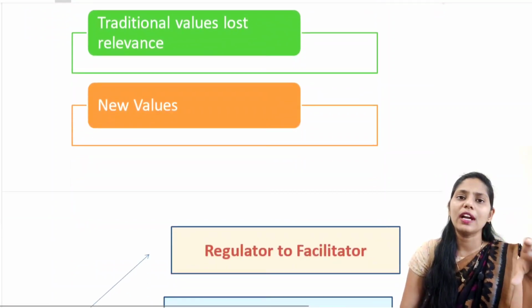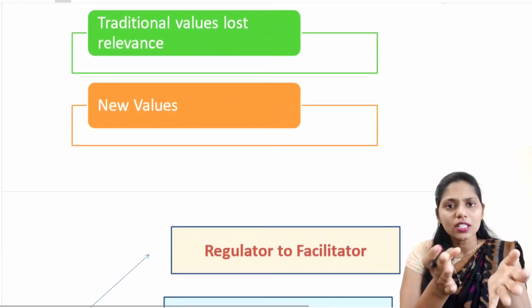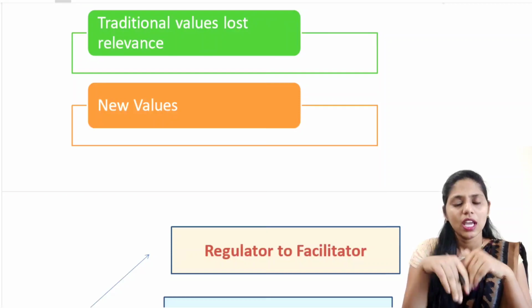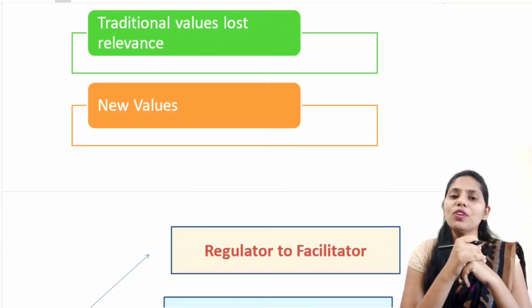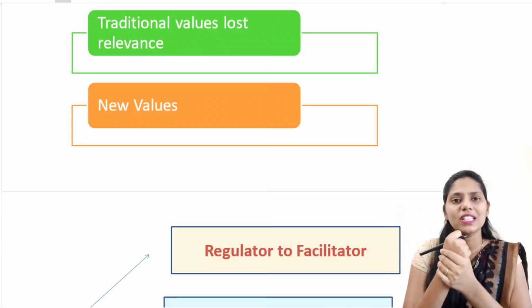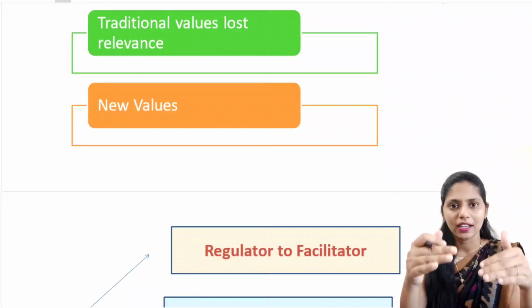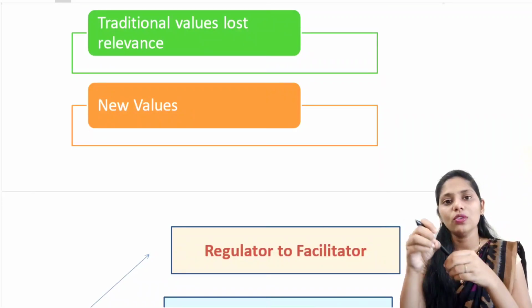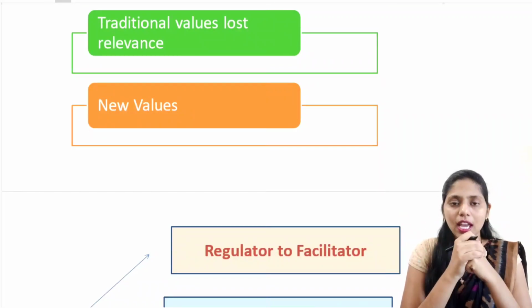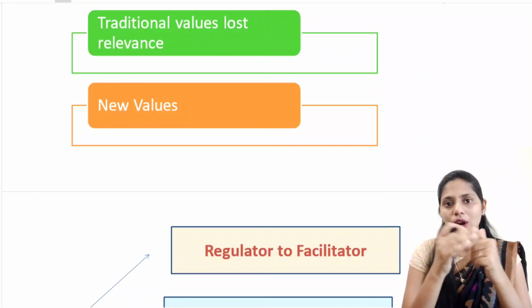But before that, we need to understand why some traditional values are still relevant now, why some values have lost their relevance, and why we are mainly moving towards adopting some new public service values. So before that, we need to know about some reasons. If you know the reasons, only then can we understand the concept better and appreciate it.